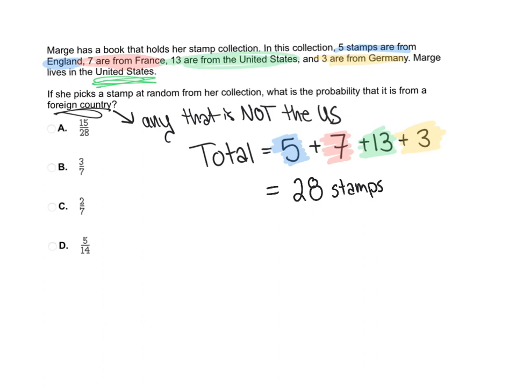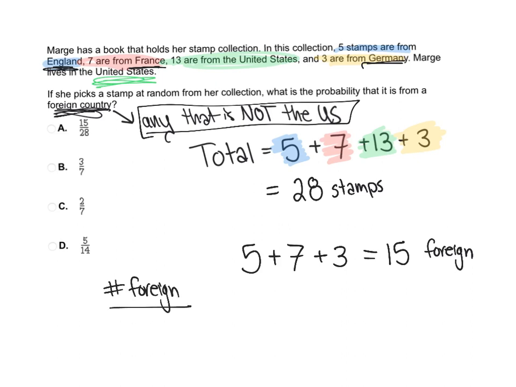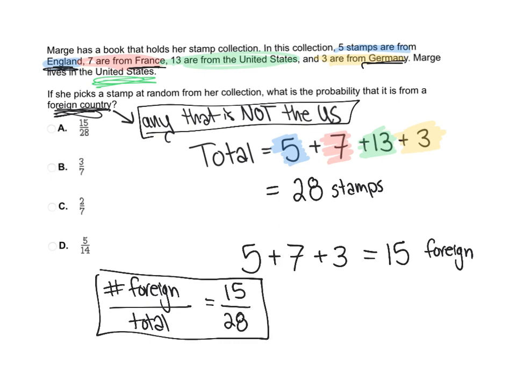But then it says from a foreign country, so anyone that's not the United States. Well, I've got England, France, and Germany. England was 5, France was 7, and Germany was 3. If I add those up, that gives me 15 that are foreign. And remember, it's asking for the probability of picking a foreign country, so we're going to do the number of foreign over the total, which in this case is 15 over 28. Although it might look like we can simplify, we cannot. So the answer would be A.